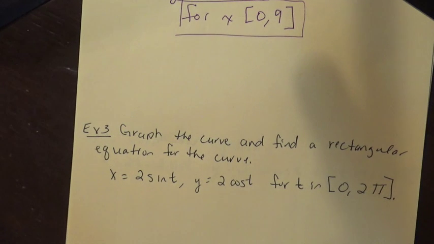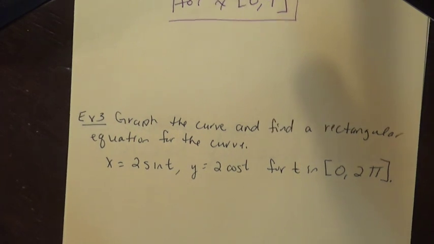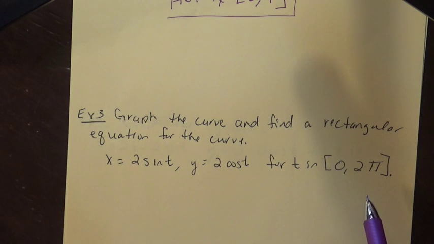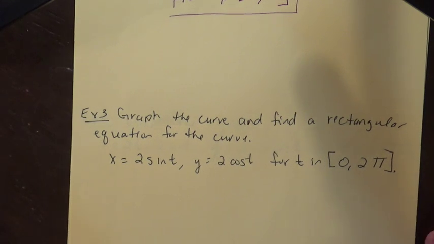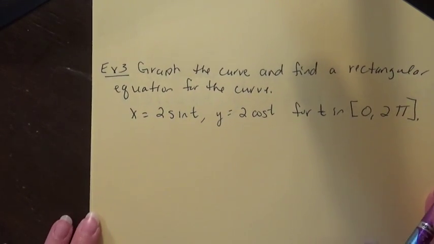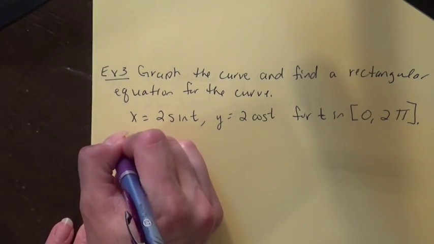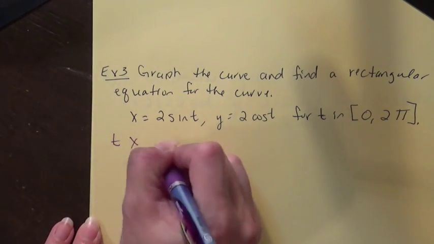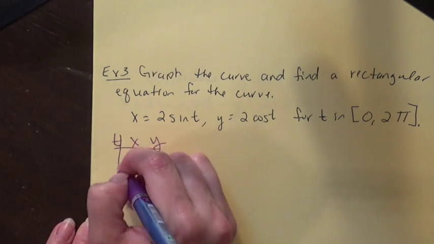For example 3, we need to graph the curve and find a rectangular equation for the curve. This time we're working with sine and cosine. We've got x equals 2 sine t, y equals 2 times cosine t for t in the interval 0 to 2 pi. So we're going to do a table of values this time as well.